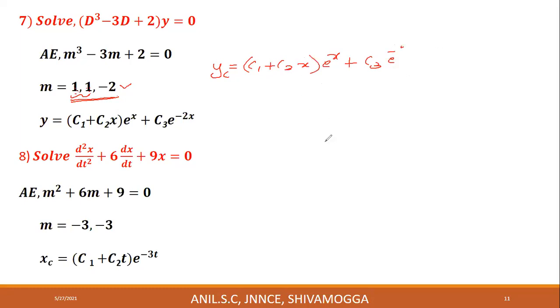This is the solution. If you write the solution corresponding to this first, then yc will be c1 into e power minus 2x plus, now 1 and 1, c2 plus c3x into e power x. In either way, you can write this. Both are correct.